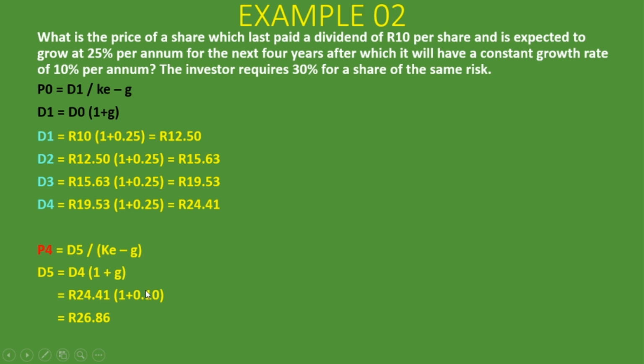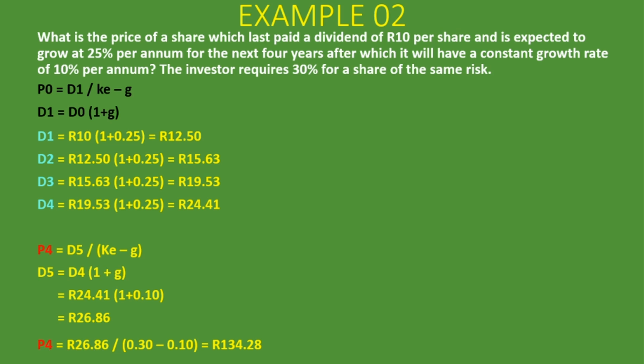Now that we have that, we can get the market price per share at year 4. Okay, so we'll take this 26 rand 86 cents divided by KE, which is the 0.3 minus the 0.1, and there we go. 26 rand 86 cents divided by 0.3, which is the required rate of return, minus the constant growth rate after year 4 of 0.1 or 10%, and it gives us an answer of 134 rand 28 cents. That is the market price per share at year 4. Okay, so we've just done the second step.